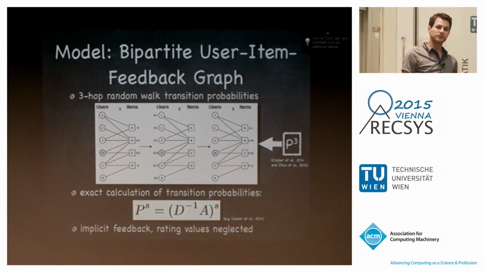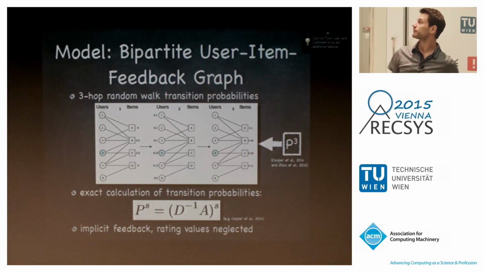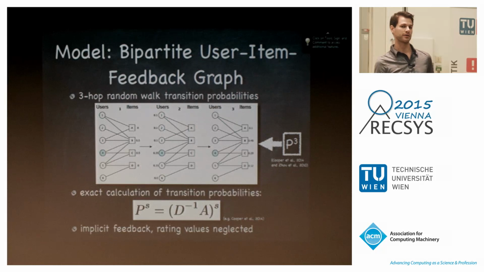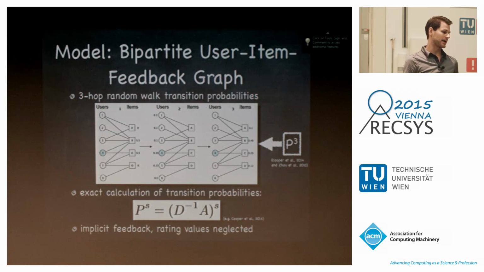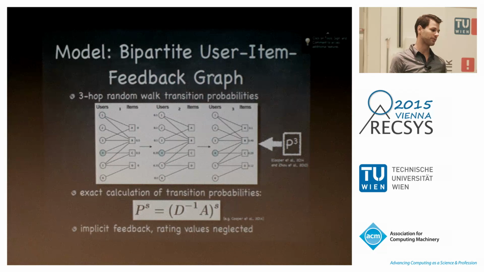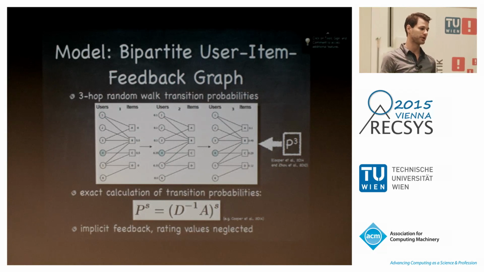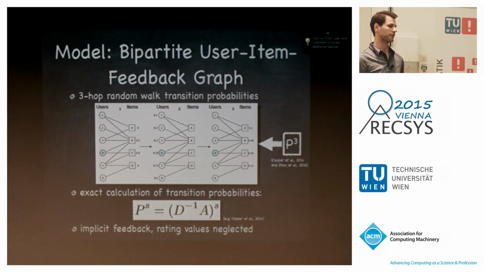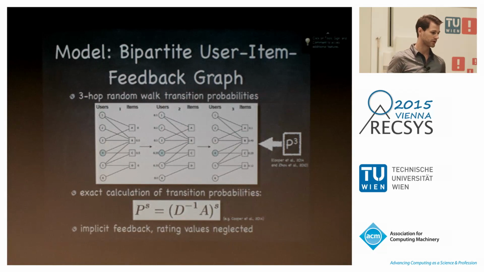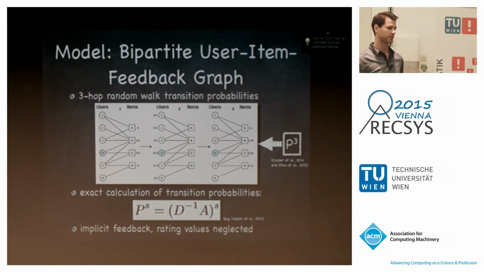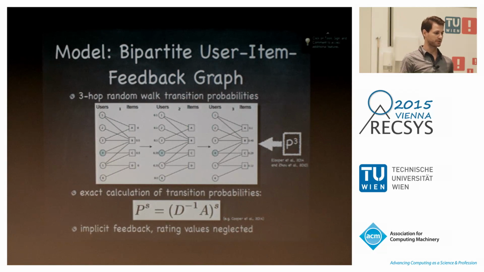The exact calculation of these transition probabilities is given by the formula in the second figure, which is the inverted degree matrix of the graph multiplied by the adjacency matrix and raised to the power of s. And s describes the length of the random walks. In the example I just showed you, it would be 3, but it could also be a larger odd number, for instance 5 or 7. This method that I just showed you is called P3 by Cooper et al., and we use the same notation for that.